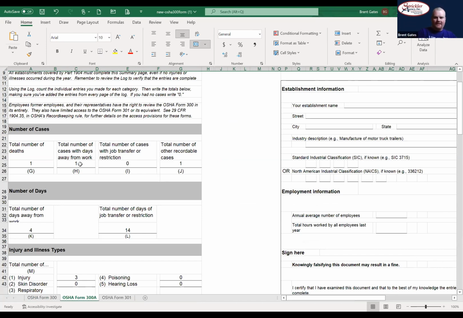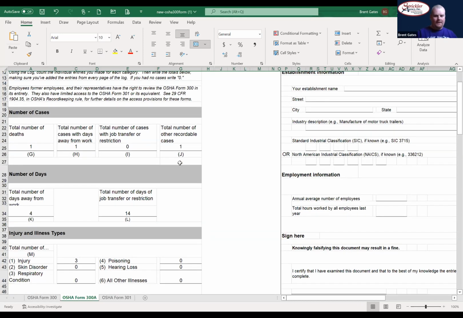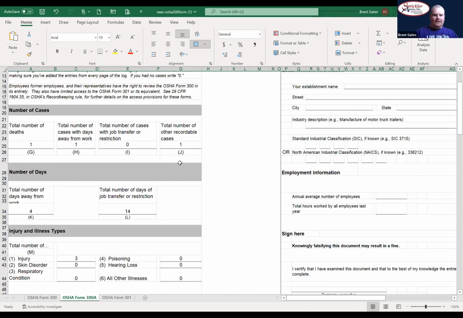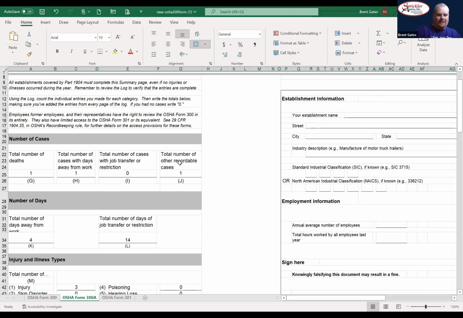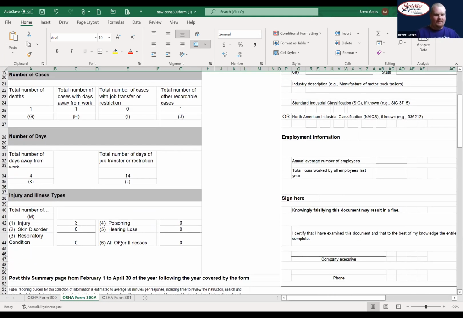Then your total number of cases with job transfer or restriction. Again, we had 1 injury or recordable that was days away from work and job transfer or restriction. So we would just classify that as days away from work. And then total number of other recordable cases is J. So if I was a general contractor and I was looking over your 300A log, I would add up these numbers and that would tell me how many recordables that you had for the year. But that's also going to populate down here at the bottom as well.